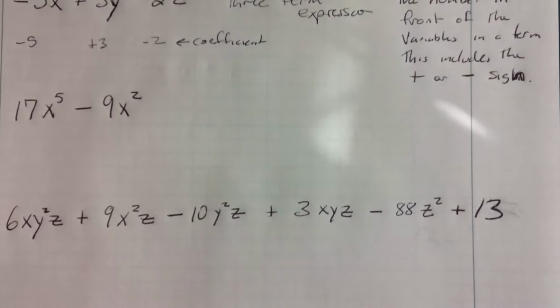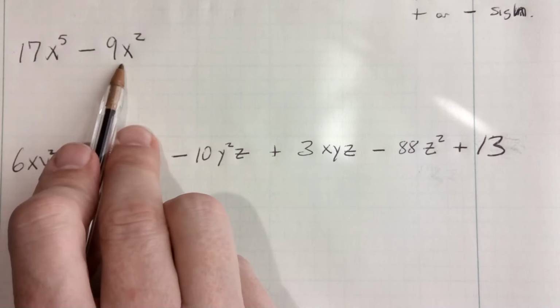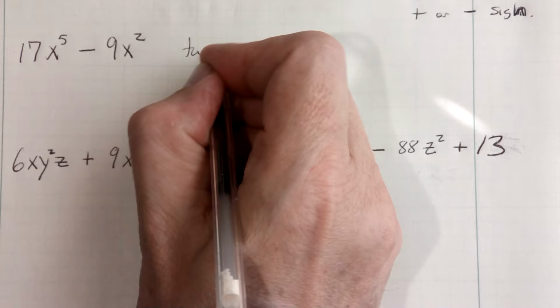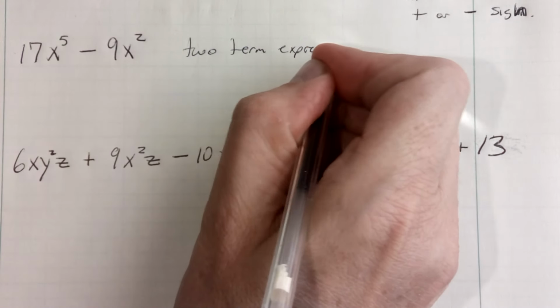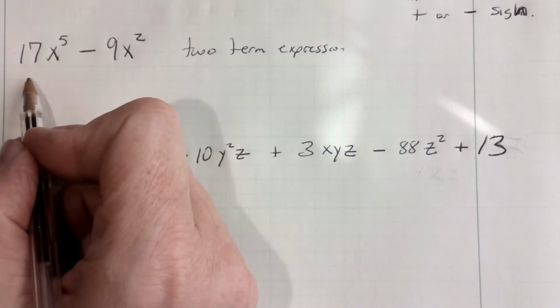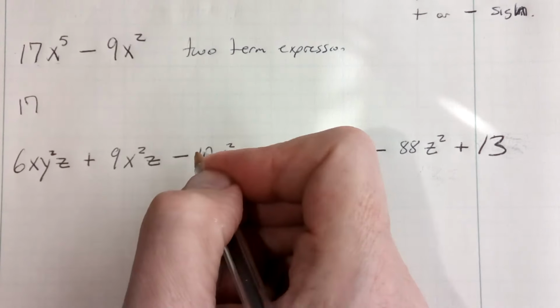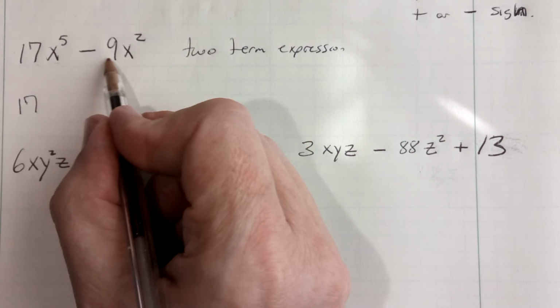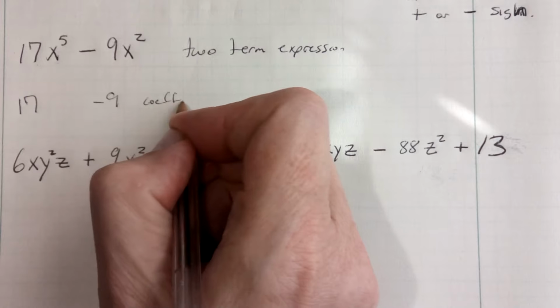Okay, this third expression I have here is a 2-term expression. Its first coefficient, or the coefficient of the first term, is 17. The coefficient of the second term is negative 9. Those are the two coefficients.